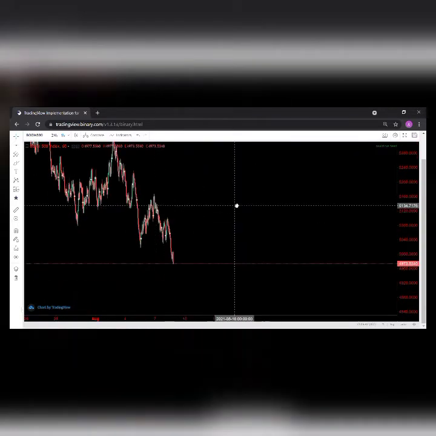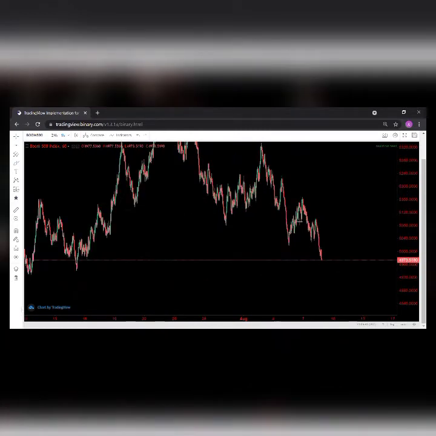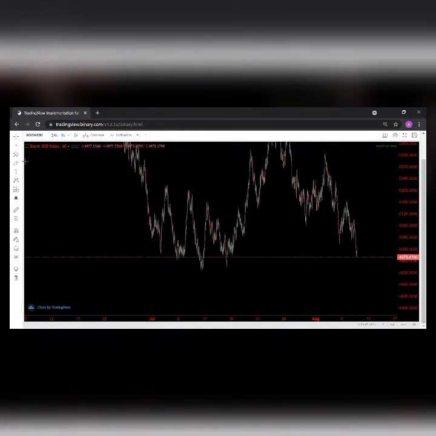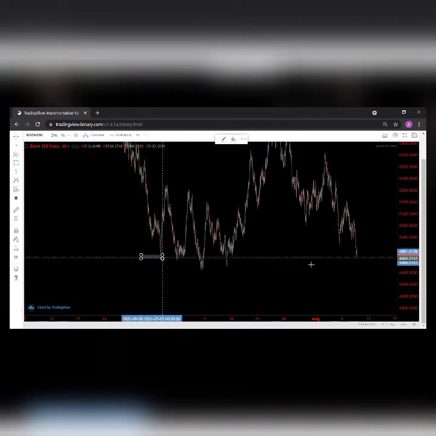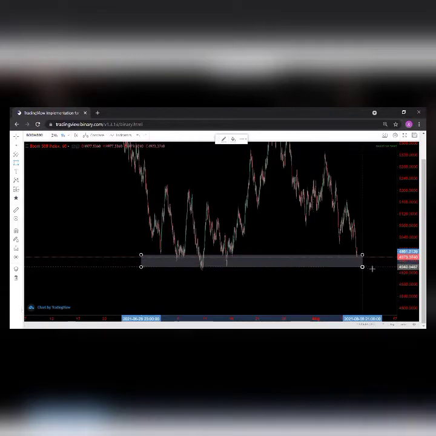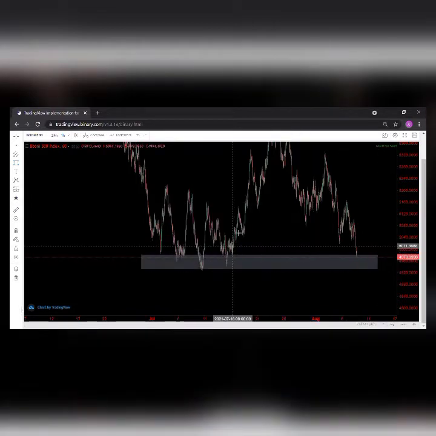All right. Looks like it actually took away our support zone. Nevertheless, we're going to draw it again. Okay. Now this zone looks quite huge because it's actually from the daily.